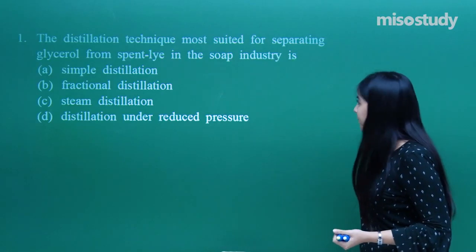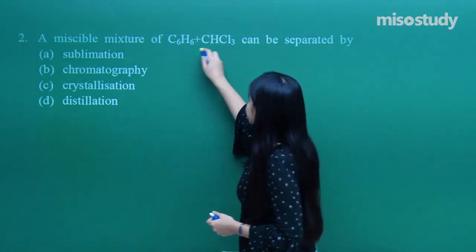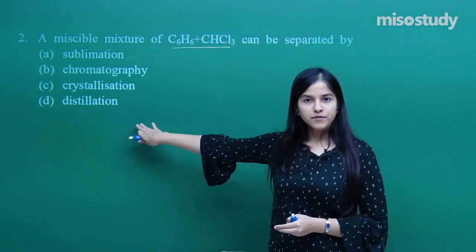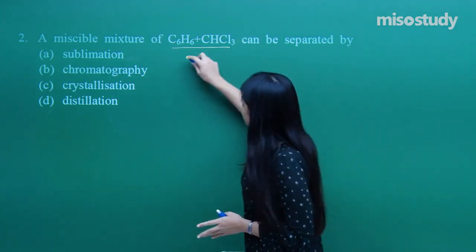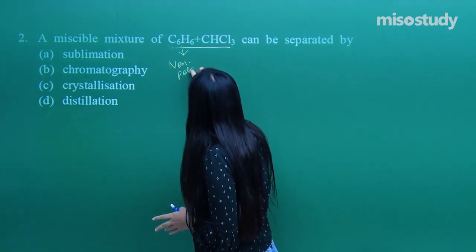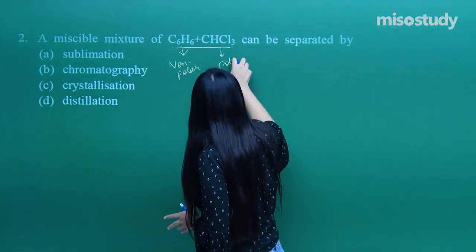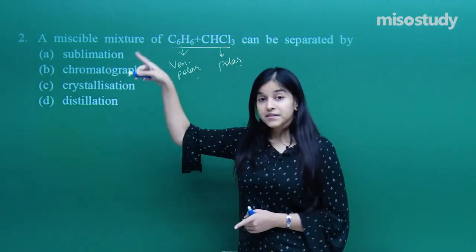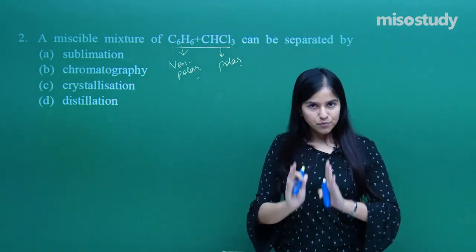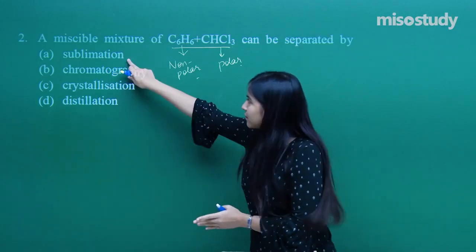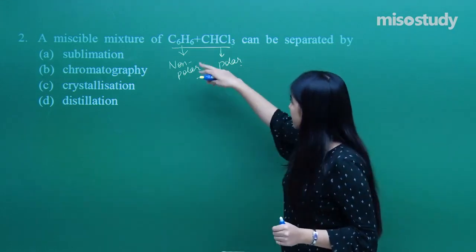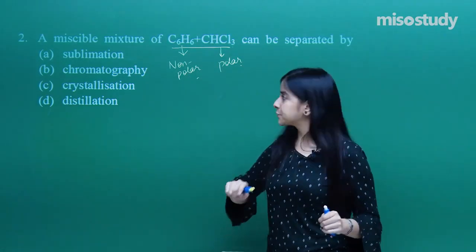Very next question. What does it say? A miscible mixture of benzene and chloroform can be separated by, and I have given a lot of techniques here. Let us first analyze what benzene is. Benzene is a non-polar compound, right? Whereas chloroform will be polar. But they are saying a miscible mixture, that means they have taken both of them in such a quantity that they are miscible with each other. So there is no point of sublimation because sublimation is solid to vapor conversion, right? Here both of the things are in liquid state.